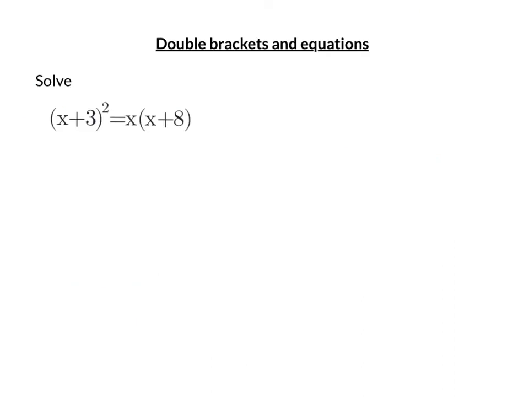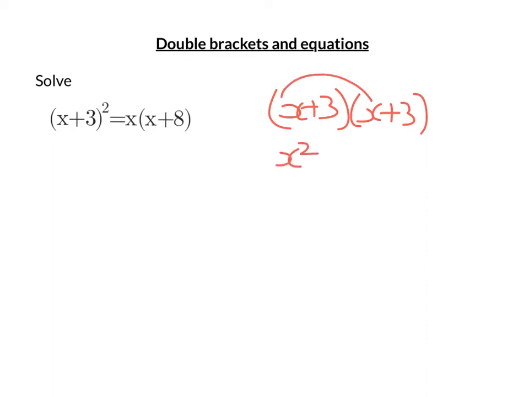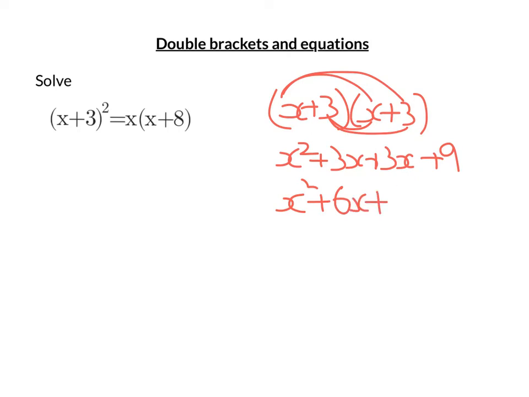In this example, we have a squared bracket, so I'm going to have to expand that. Now, this time I'm going to use the FOIL method, so x plus 3, x plus 3. So I'm going to get x squared plus 3x plus 3x plus 9. So I've got x squared plus 6x plus 9. So that is the left-hand side. Obviously, you could use the grid method and just check that you got the same answer.